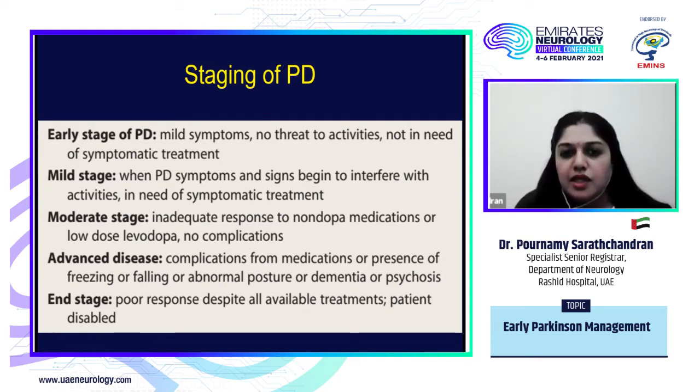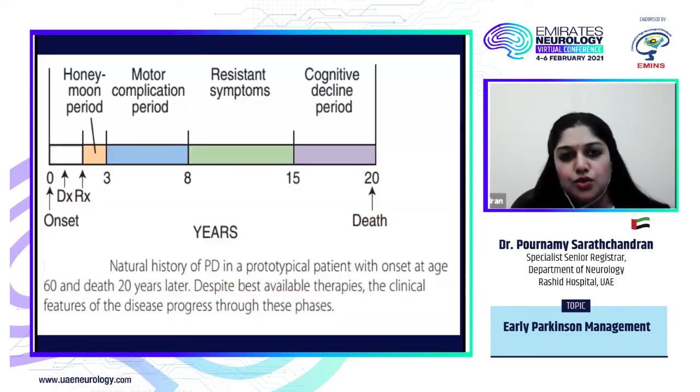The true early stage of Parkinson's disease means that the patient only has mild symptoms. They do not have any threat to the activities of daily living, and usually they will not require any symptomatic medications as well. When it comes to the mild stage, the Parkinson's disease symptoms are already manifest and they require some amount of symptomatic treatment. And by the time it reaches the moderate stage, there will be some amount of complications, some wearing off, and some resistance to dopaminergic medications. So we will be discussing the early and mild stages of Parkinson's disease, whether we need to treat, if we treat, what medication to choose.